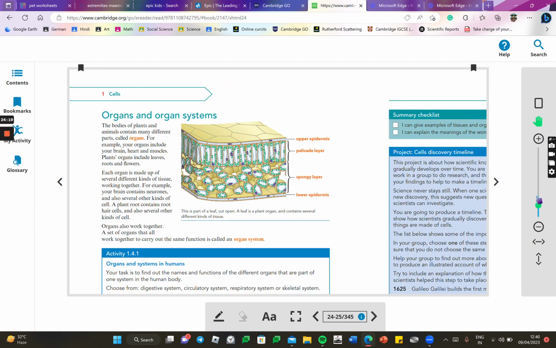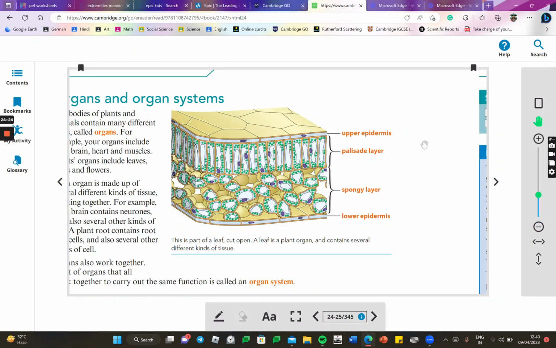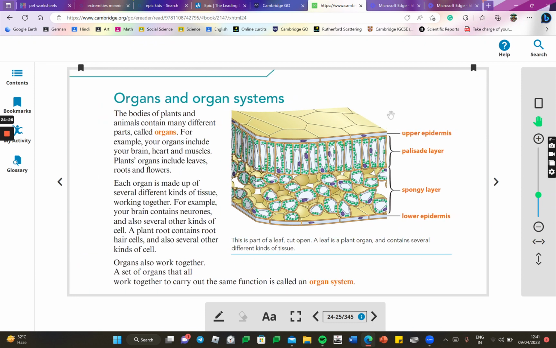Now, organs and organ systems. The bodies of plants and animals contain many different kinds of organs. For example, your organs include your brain, heart, muscles, and glands. Plant organs include leaves, roots, and flowers. Each organ is made of several kinds of tissues working together. For example, your brain contains neurons and also several other kinds of cells. A plant root contains root hair cells and also several other kinds of cells. Organs also work together. A set of organs that all work together to carry out the same function is called an organ system.